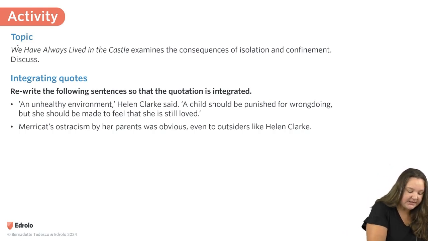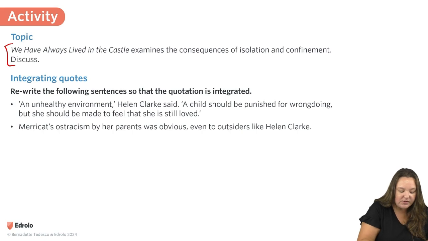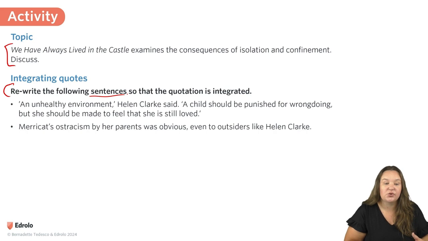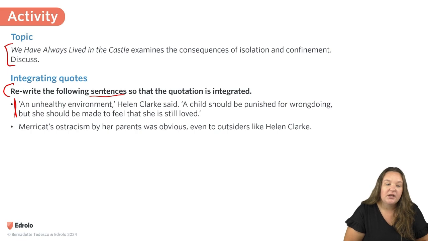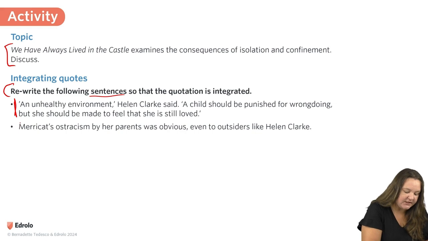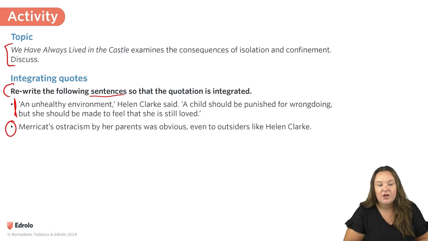So with this essay topic, We've Always Lived in the Castle examines the consequences of isolation and confinement. I want you to have a go at rewriting the following sentences so that the quotation is integrated. We have the quote here that I want integrated. An unhealthy environment. Helen Clark said, a child should be punished for wrongdoing, but she should be made to feel that she is still loved. And I want to integrate that evidence with the idea. Mary Cat's ostracism by her parents was obvious even to outsiders like Helen Clark.